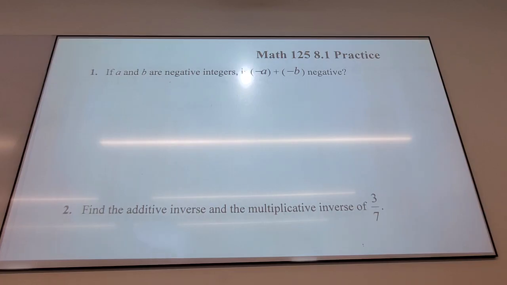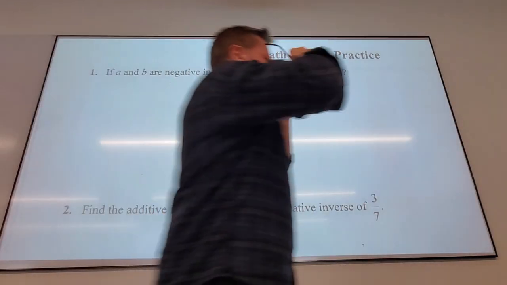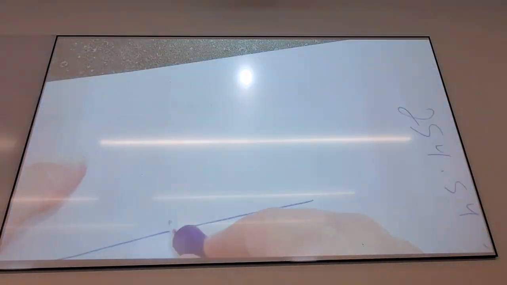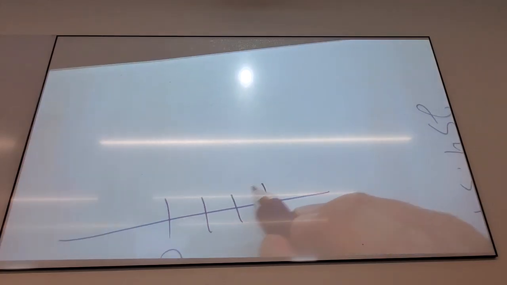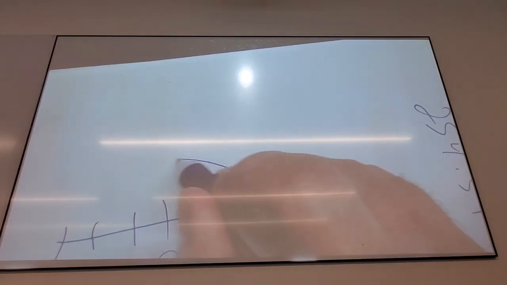What's negative 3? 3. When I multiply by a negative, here's one way to think about it. If I multiply a number by a negative, I switch the side of 0 it's on.